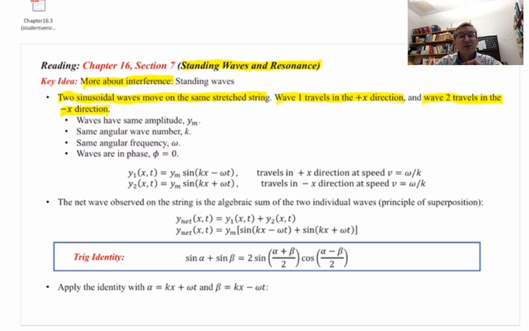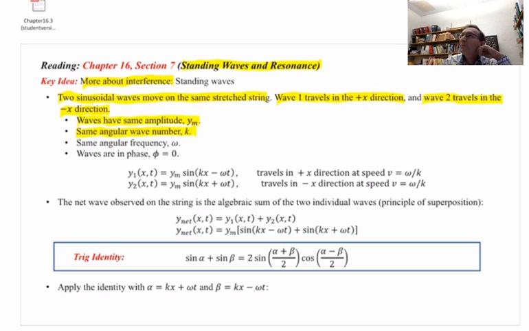Notice that's different than section 5. In section 5, we had two sinusoidal waves on the same string traveling in the same direction. Now we have two sinusoidal waves on the same string traveling in opposite directions. In fact, that's going to be the only way for now that they're going to differ: direction of travel.